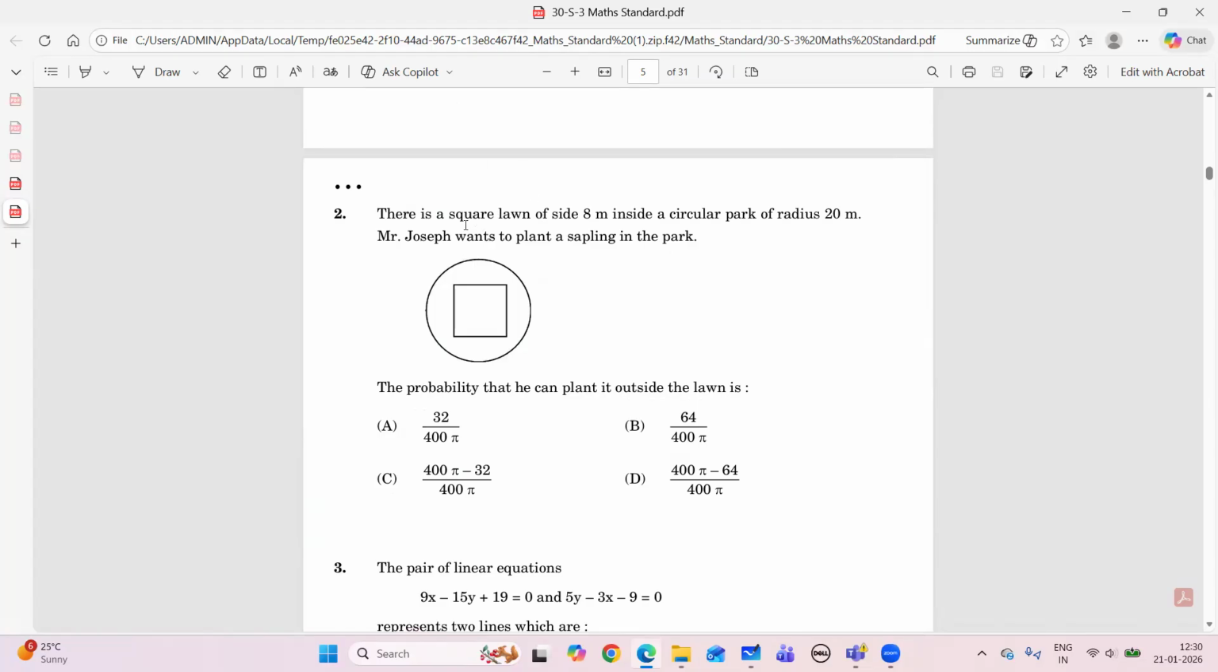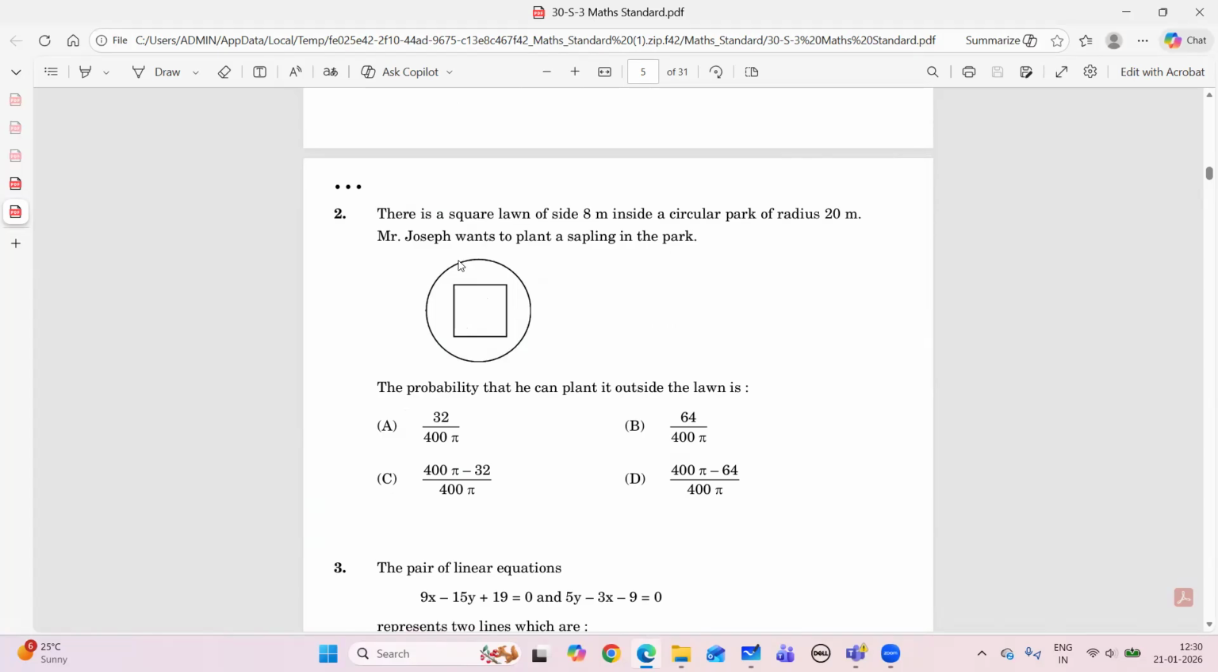Okay, so we have a circular park. This circle is a park. Inside that we have a square lawn. In square shape, on this park there is some lawn, some meadow. Joseph wants to plant a sapling in the park. Okay, in this park he wants to grow a plant.